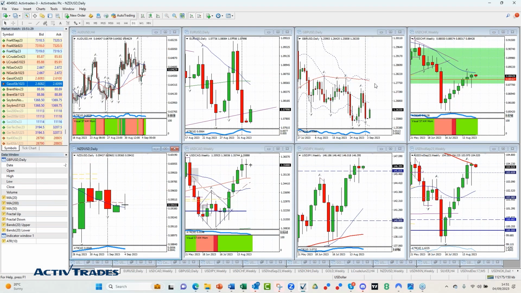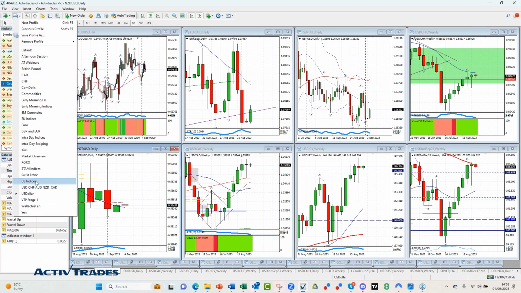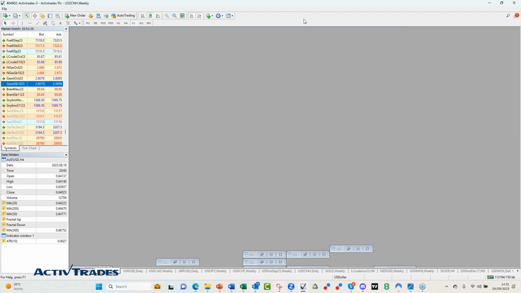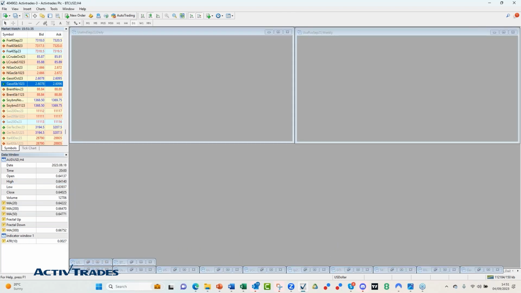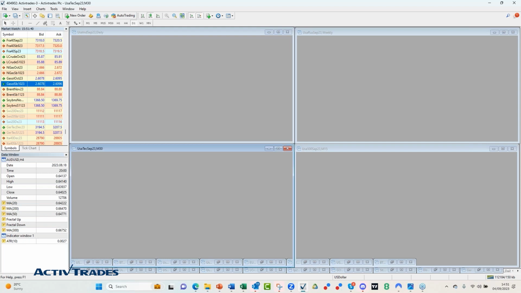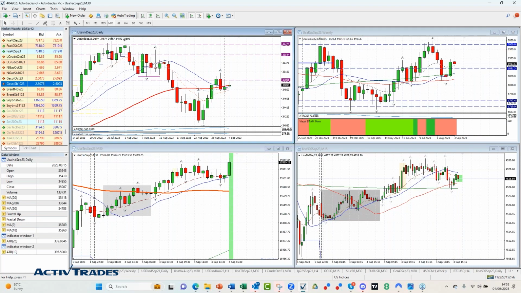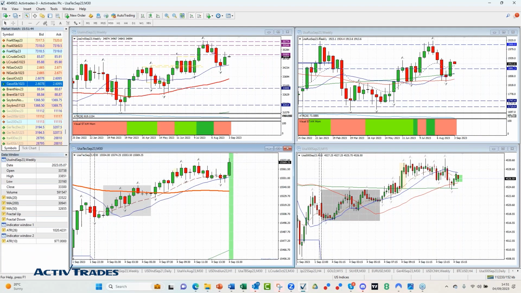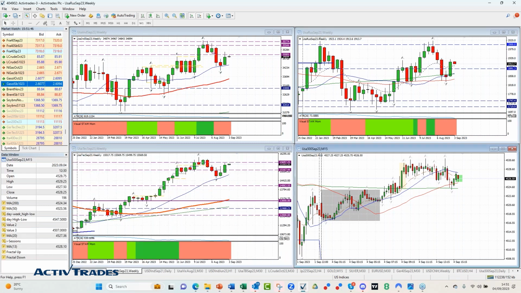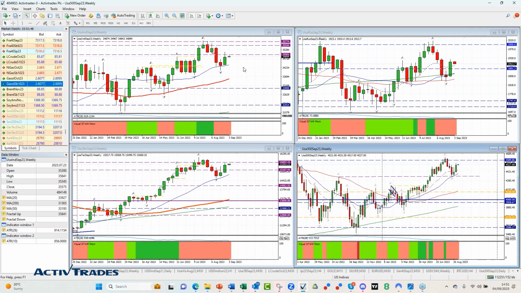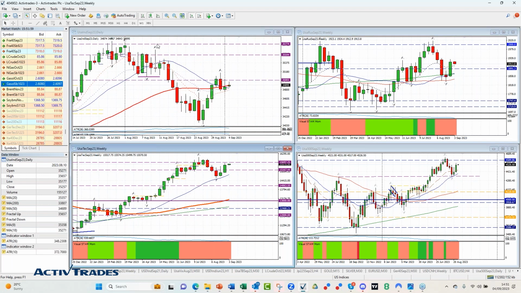But let's have a look at the US indices, and how they have opened this week and how they're looking to shape up. So I have just the indices. Let's put these all on the same chart. Okay, just quickly looking at that.